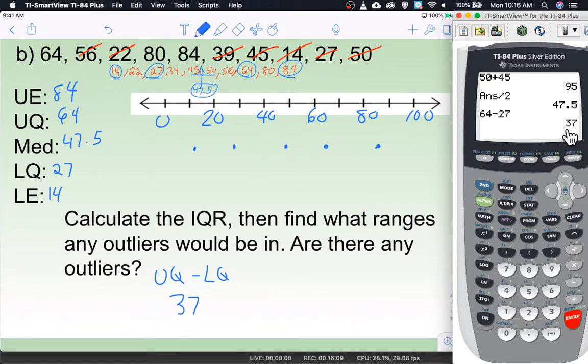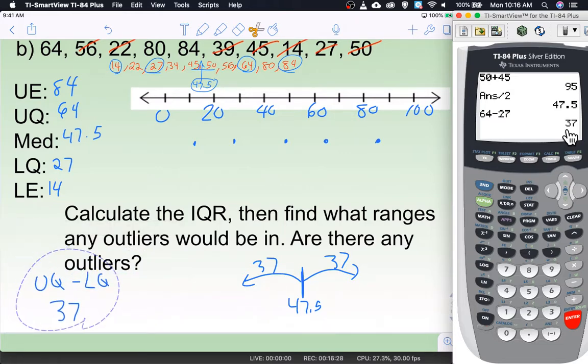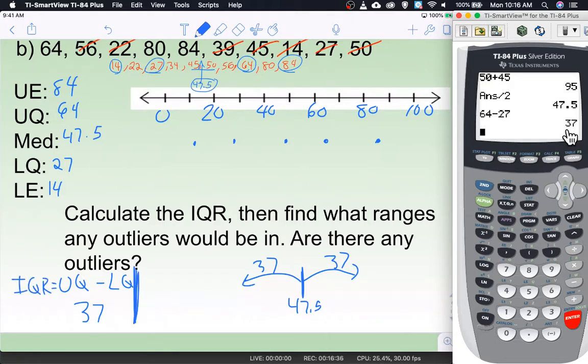So any number that is within 37 of the median. So the median we said was 47.5. So if it's within 37 this way and 37 that way, it's good. If it's more than 37 away, then it would be considered an outlier. I know, I keep moving stuff. This is my IQR. I'm just trying to label, keep everything organized.